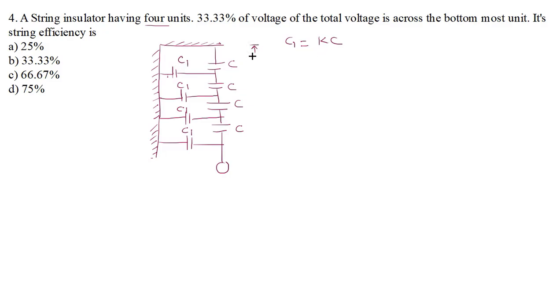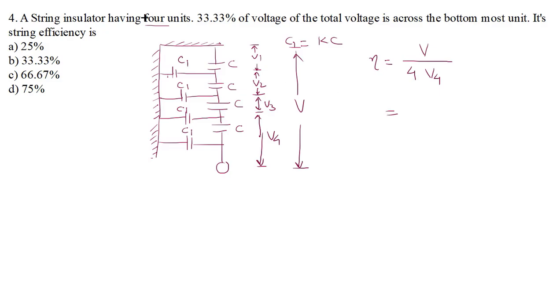Now this voltage is V1, the voltage across the second unit is V2, the third unit is V3, and the last unit is V4. The total voltage is V, which is the line to neutral voltage or phase voltage. String efficiency, we know the formula: it is the voltage across the whole string divided by the number of discs into the voltage across the disc nearest to the conductor. In this case, the number of discs is 4, and the disc nearest to the conductor has the voltage V4.